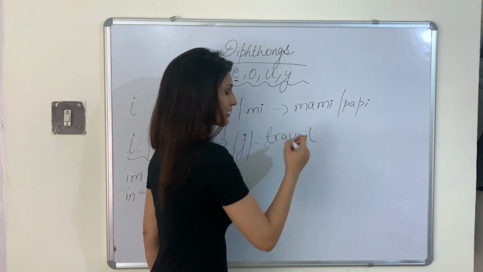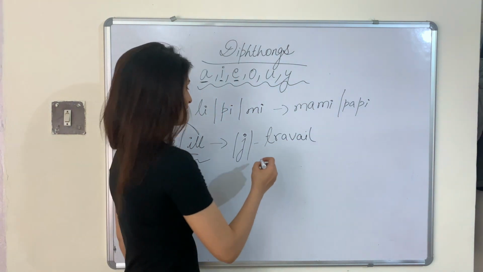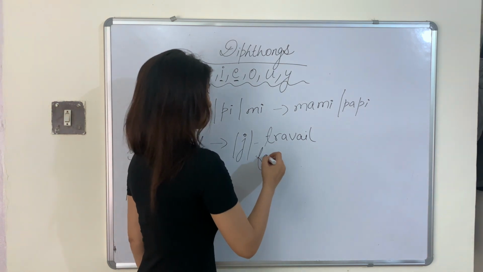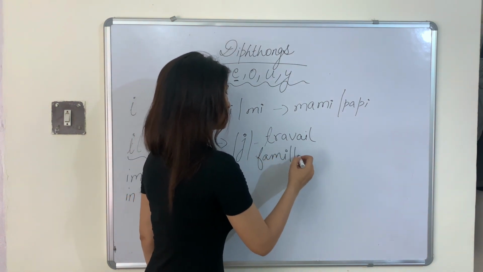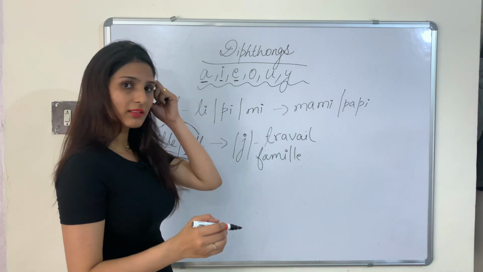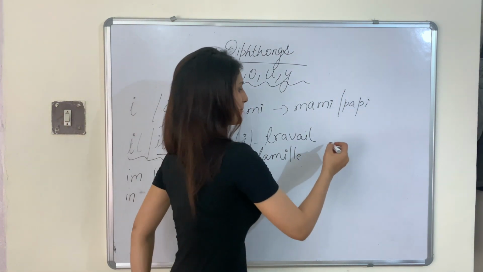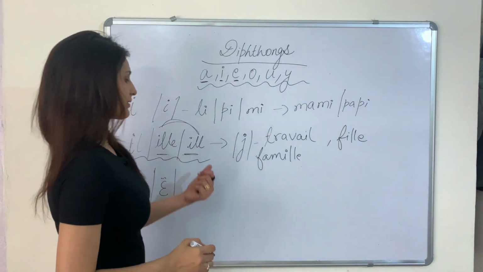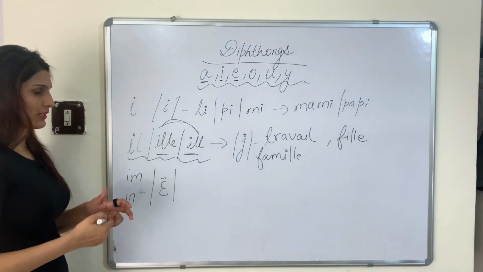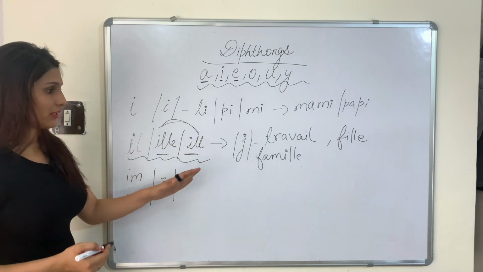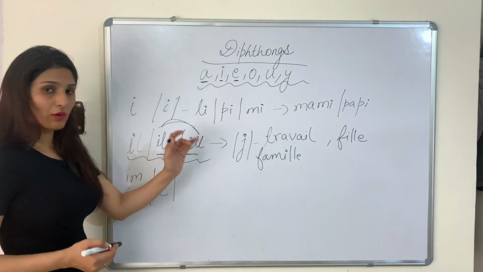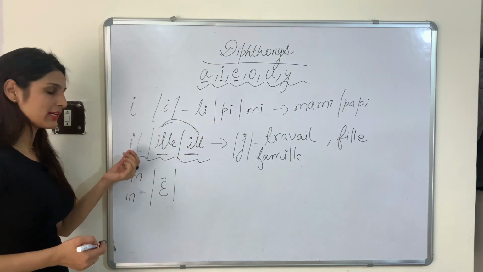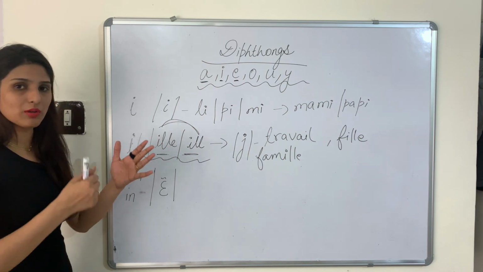Travail, famille, travail, fée, fée. So these are the examples with these three diphthongs. You have to remember that these three give us only the sound of E.